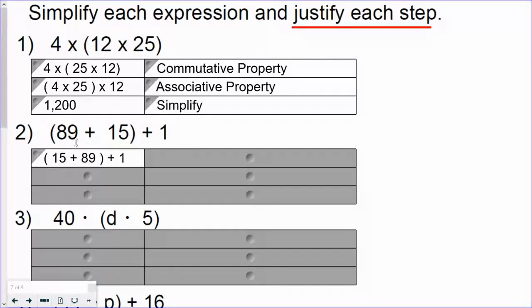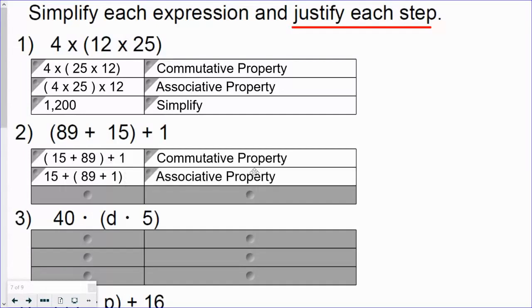I'm going to change my order because I really want this 89 with this 1. I really don't want to have to add this 15 and 89 together. So once again, I'm going to use the commutative property. And then I'm going to group my 89 and my 1 together because then I know that's 90. So I'm using associative property. Then I'm going to add my 90 and 15 to get 105. And my justification for that third step is simplify.